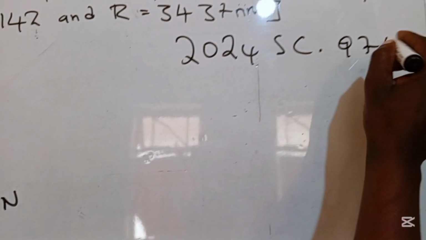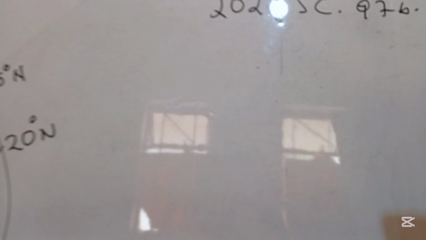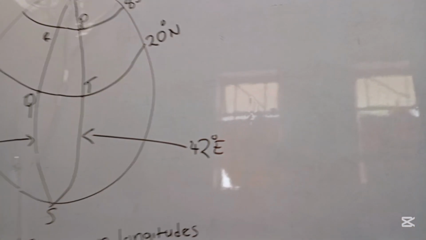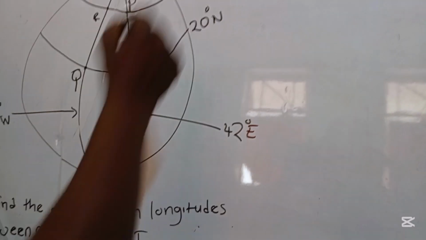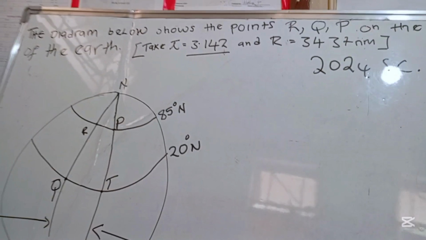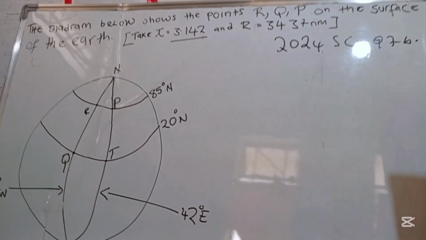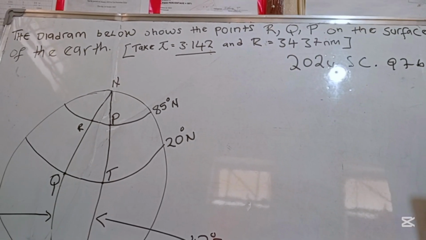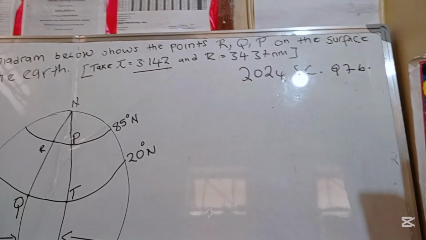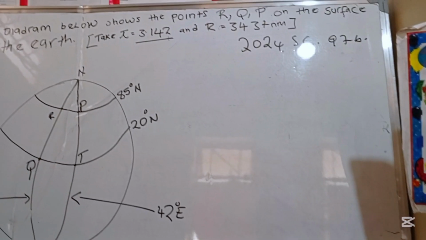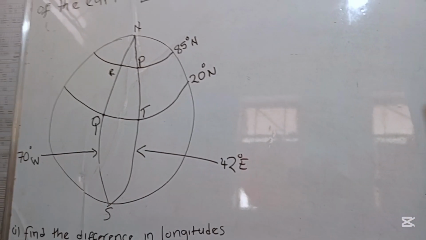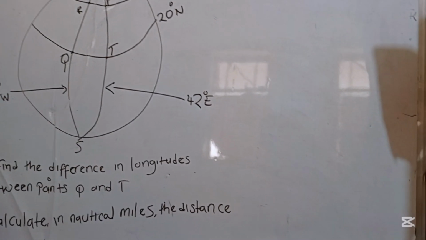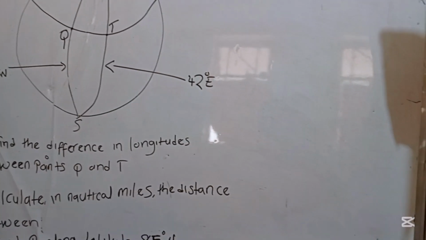So ladies and gentlemen, we are told the diagram below shows the points R, Q, P on the surface of the earth. Take pi to be that one. Of course, my radius, as I told you in the previous question, can be either in kilometers or nautical miles. In this case, it is in nautical miles, 3437 nautical miles. And then this is the earth geometry. I told you that these are just imaginary lines that are very, very important for us to help us to locate places, also to calculate time. Especially when it comes to time, we'll talk about that in paper 1.